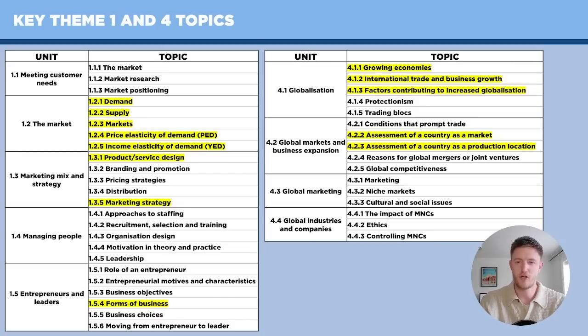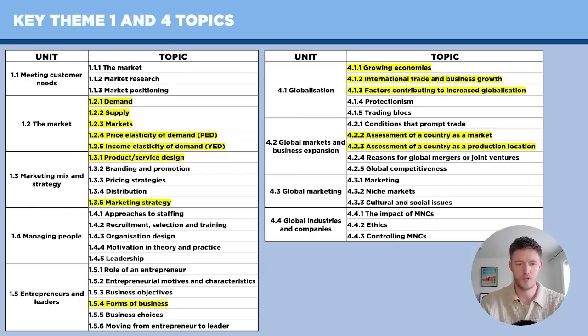Marketing strategy, you've got 2 there. You've got the Boston Matrix and you've got the product life cycle, both worth having a look at. And then forms of business, making sure you know the differences between all of your sole traders, partnerships, franchises, private and public limited companies. And then 4.1, 4.3 and 4.4 are both really short. Important, but really short. 4.1 and 4.2 are the bulk of Theme 4, really.